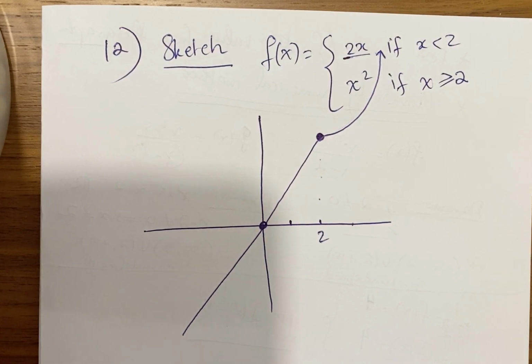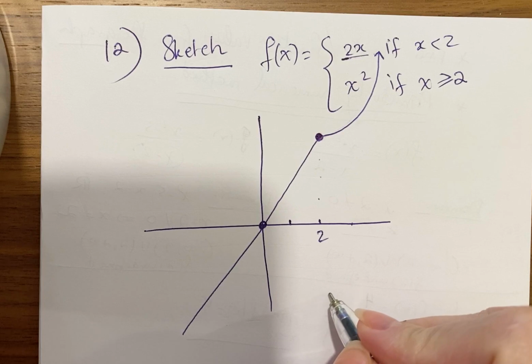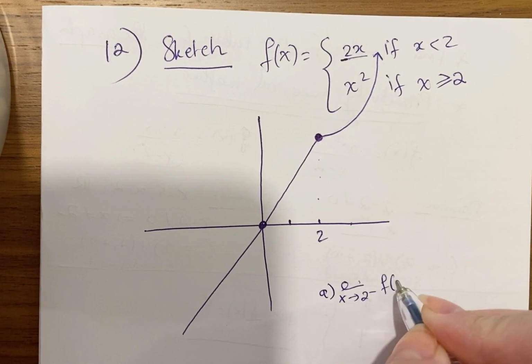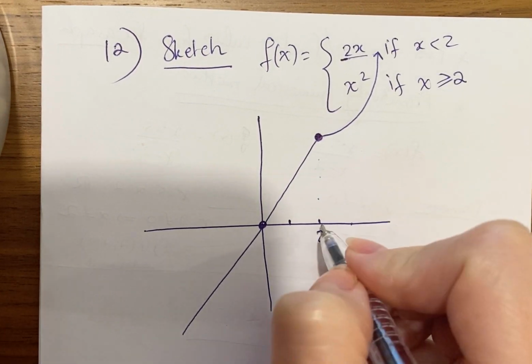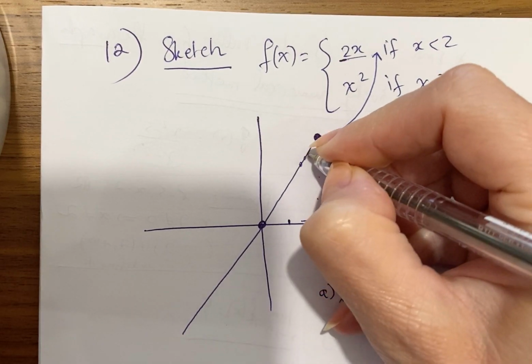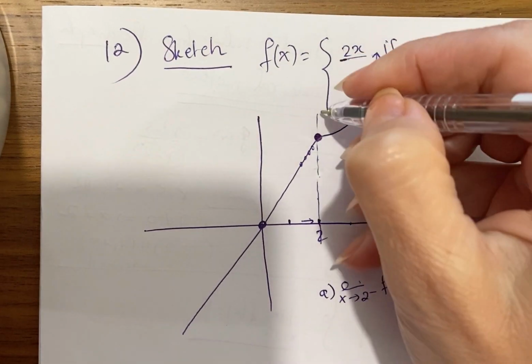All right, this is how it looks like. A straight line followed by a parabola. The question asks in part A, what's the limit as we approach 2 from the left? If you notice, as you approach 2 from the left, this is 2. As you approach 2 from the left, what are the function values approaching? This is 2. This is the barrier between the left and the right at 2.